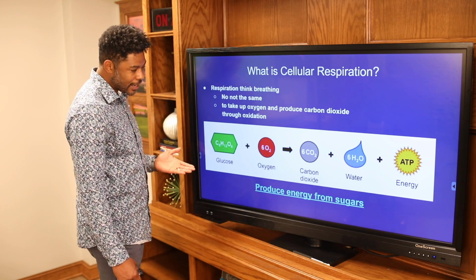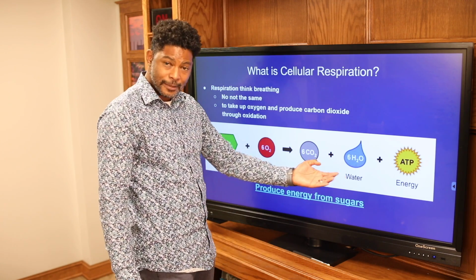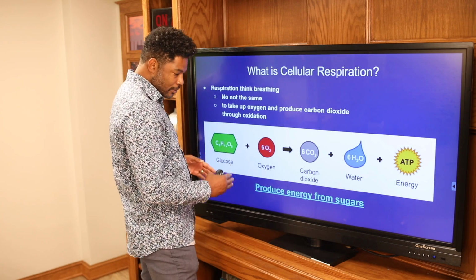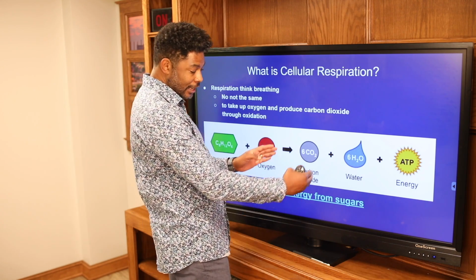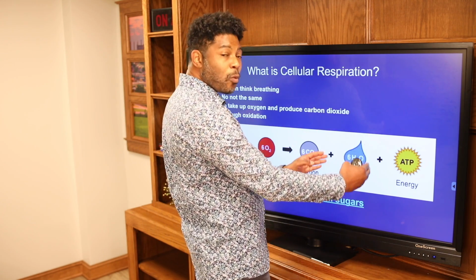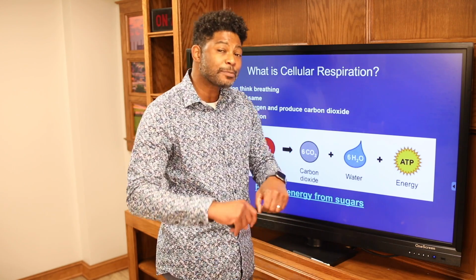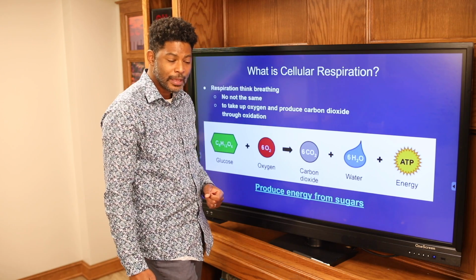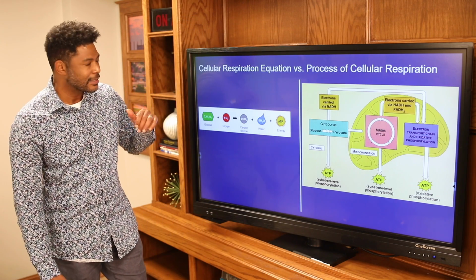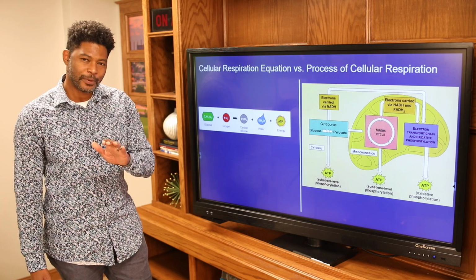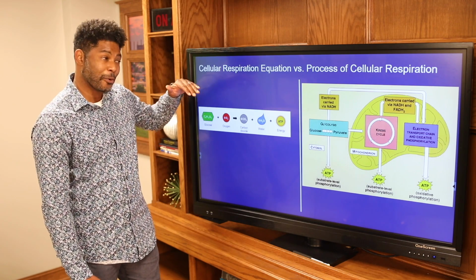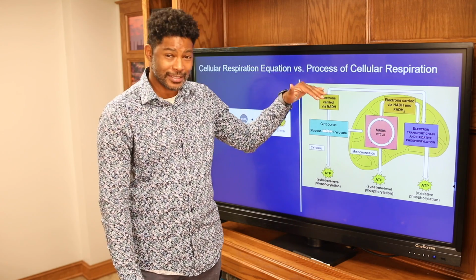And so what you find is that in this process, you're going to be converting glucose and oxygen into carbon dioxide and water. And in the process of doing this, breaking these bonds, you're going to release energy. Okay? So, just like with photosynthesis, cellular respiration has the equation and it has the process.